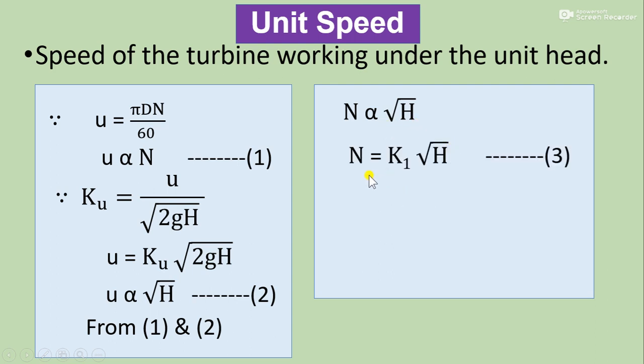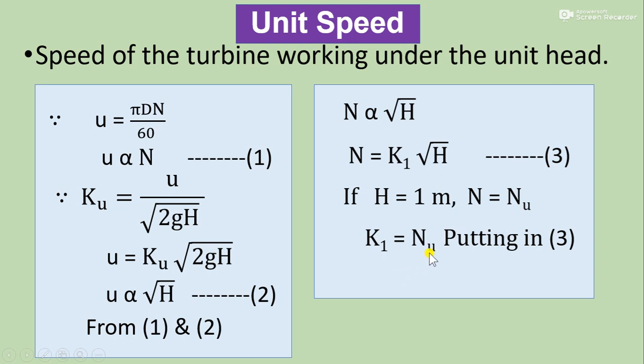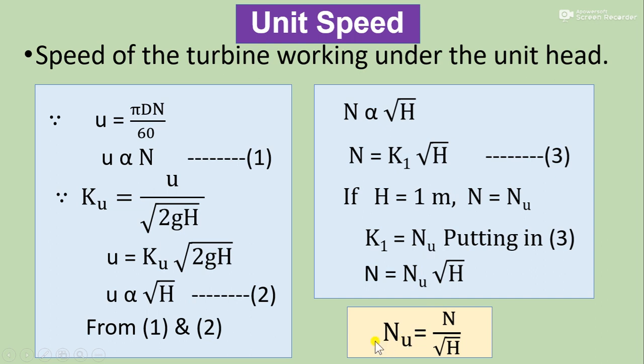Now we can write this in equality form, meaning N is equal to K1 into square root of H. Now in this we have to obtain the expression for K1. For that we use the definition, that is unit head: H is equal to 1 meter and N is equal to Nu. So the above equation becomes K1 is equal to Nu, and by putting this in equation number 3, N is equal to Nu square root of H, and by arranging the terms we get the formula Nu is equal to N upon square root of H. So this is what unit speed is.